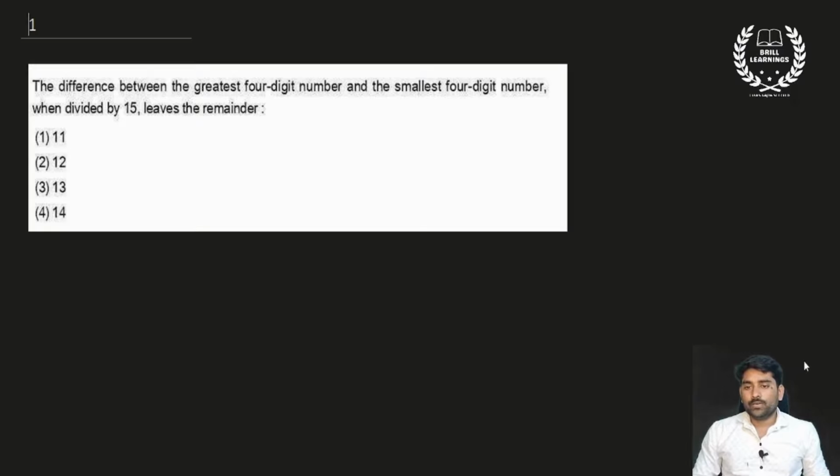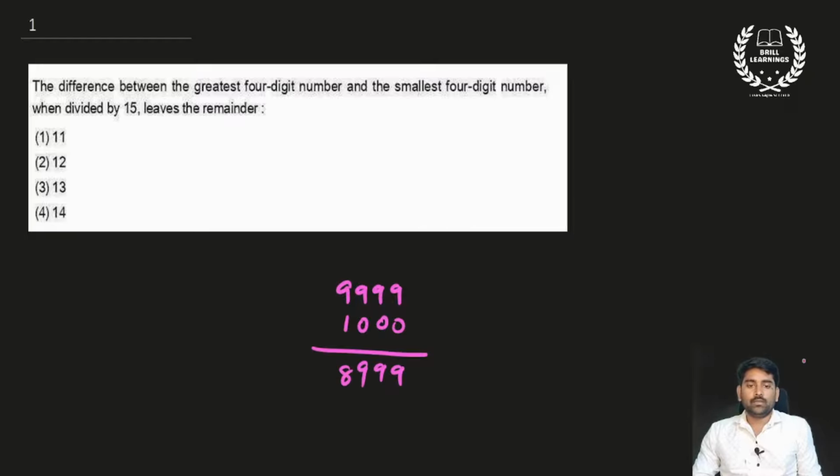The difference between the greatest 4-digit number, first write the greatest 4-digit number is 9999, and the smallest 4-digit number is 1000. So take the difference of these two numbers first, 8999. Now this number, 8999, when divided by 15 leaves the remainder. That's our question here. So now divide this 8999 with 15.